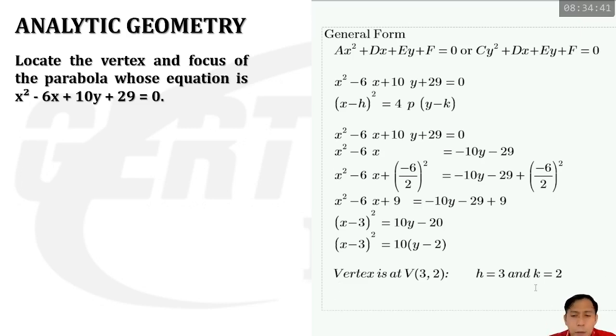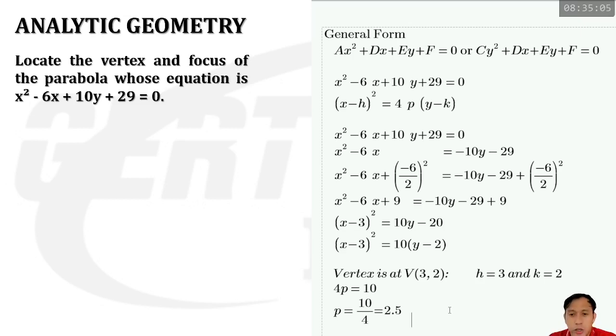Now, how about the location of the focus? To get the location of the focus, we just find P. As you can see, 4P is equal to 10. So that means P is 10 over 4, and that is equal to 2.5. Okay, 2.5.